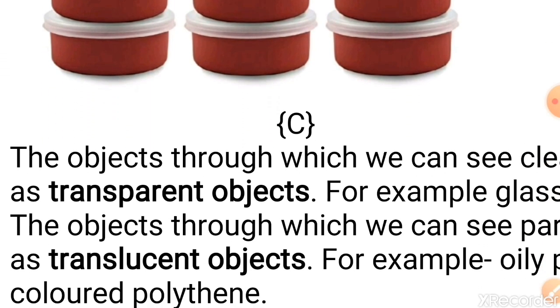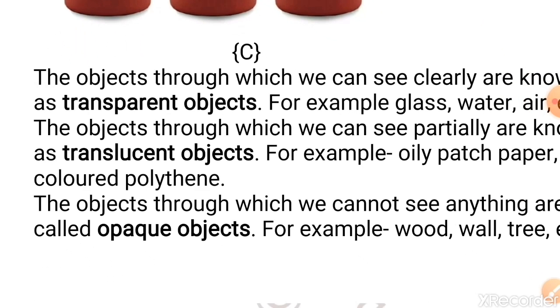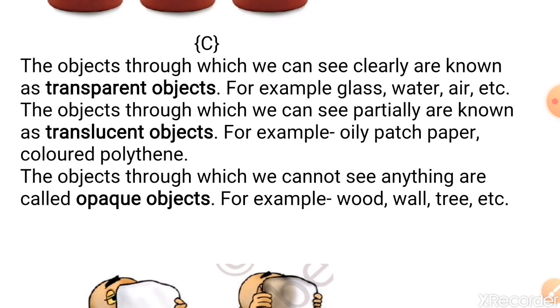On this basis, students, we can classify objects into three categories, which are transparent objects, translucent objects, and opaque objects. The objects through which we can see clearly are known as transparent, for example, glass, water, air, etc. The objects through which we can see partially or not very clearly are known as translucent objects, like oily patched paper and the container which we discussed earlier, colored polythene too.